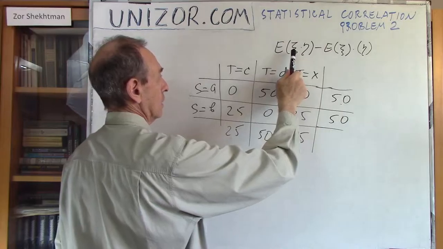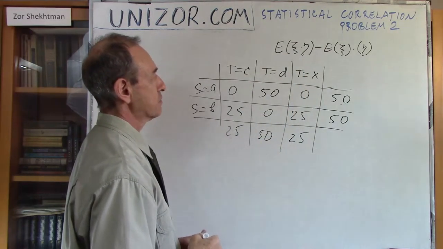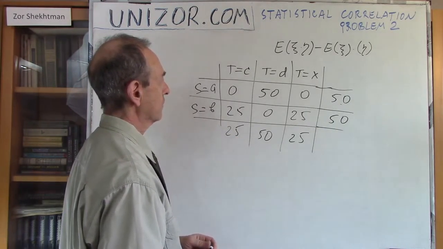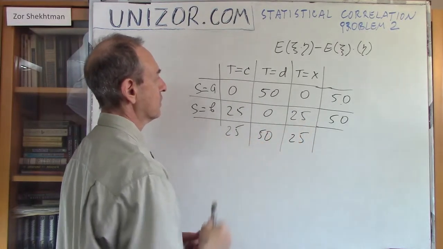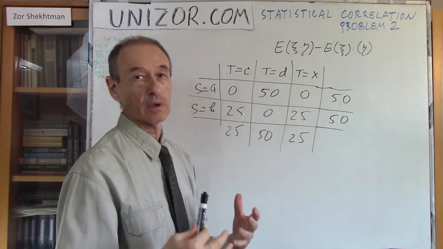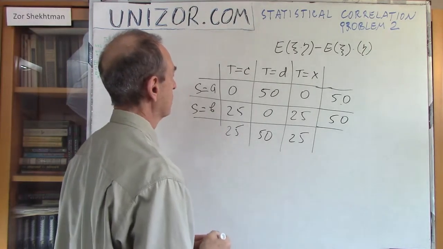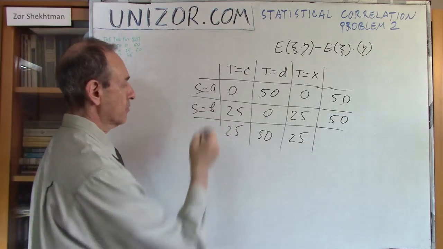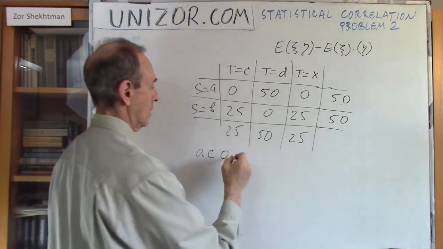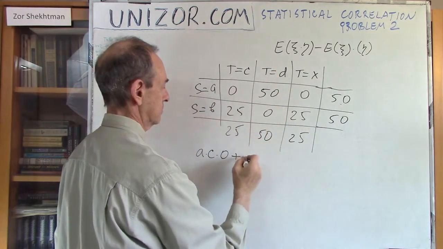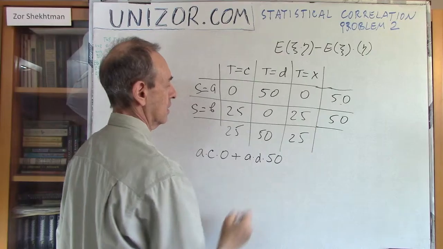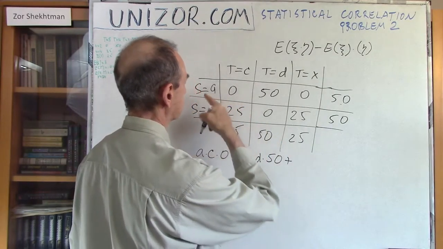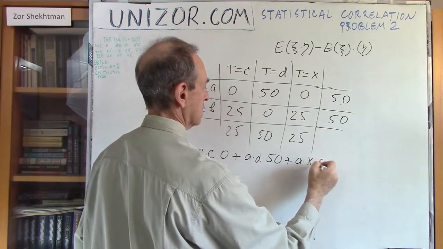So, let's go with mathematical expectation, or average, in case we have a statistical distribution of these two random variables. We have 1, 2, 3, 4, 5, 6 different values of the mutual distribution. So value A times C, the probability is 0, right? Plus value A times D, probability is 50 over 100. I'll put 100 at the very end. And the probability of AX is 0, plus.